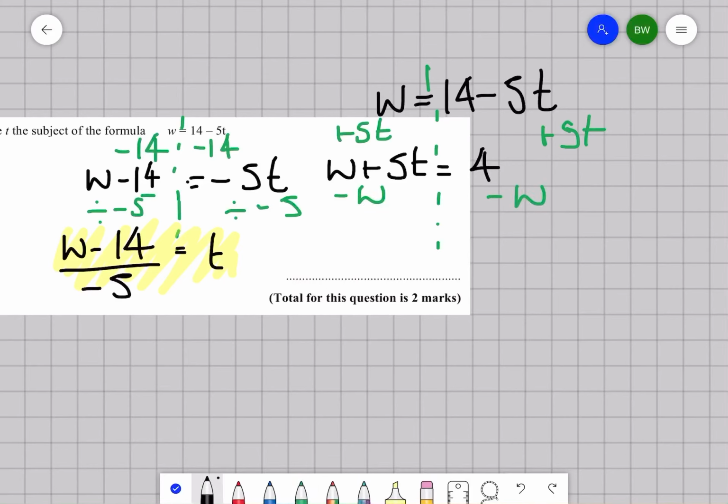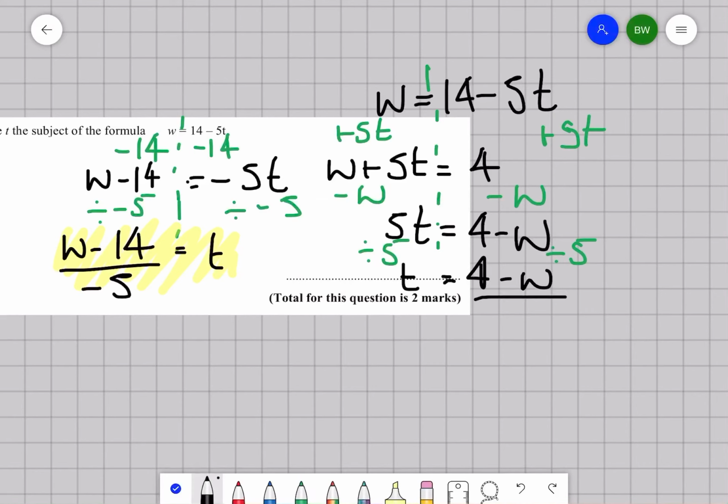So I've got 5t equals 4 minus w, and then to get from 5t to t, I'm going to have to divide by the 5. So I'm left with 4 minus w all over 5. So actually that is another answer I could use. So either of those two answers would be correct.